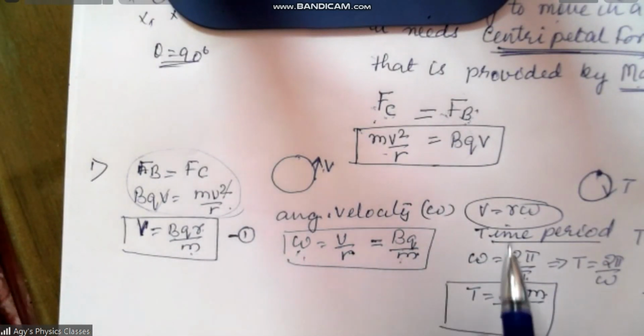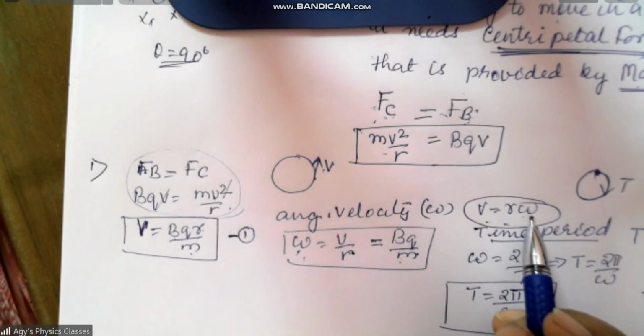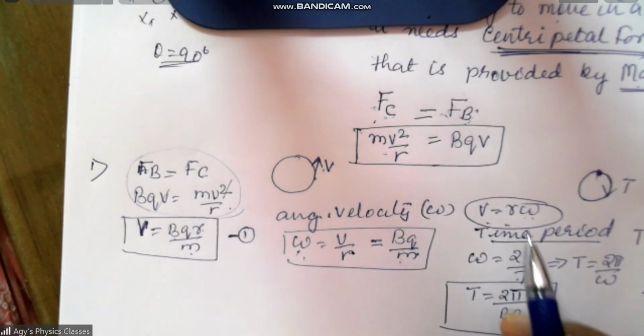Omega, we have V is equal to R omega, V is equal to 2 pi by T. These two.